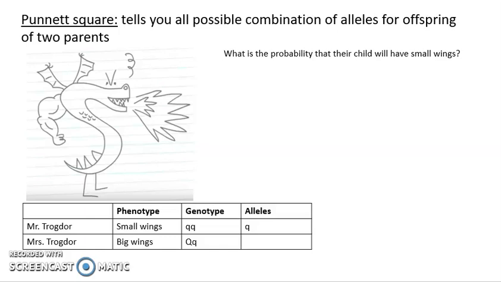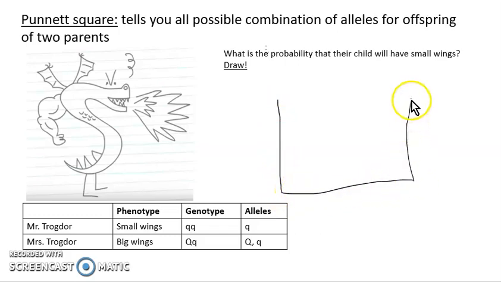Mrs. Trogdor, on the other hand, has 2 different alleles. She has the large Q, the dominant allele, and the small q, the recessive allele. So she could give either of those alleles to her little baby. So we're going to draw us a nice little Punnett square here. It's really difficult to draw without a touch screen, so bear with my bad drawings.